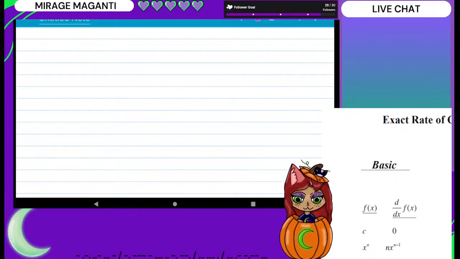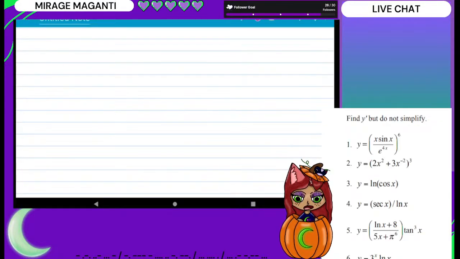basic rules of derivatives here, but I'm going to try my best not to look at them. That's kind of the point, we're not supposed to be looking at them, because we have to memorize them. So, I'm going to be trying not to look at them. But I can if I really have to.